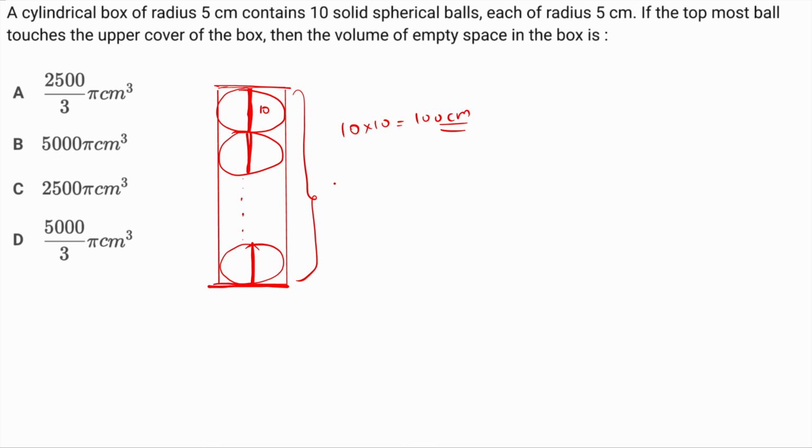Now we can find out the total volume of this cylindrical box. The volume of any cylinder is pi r square h. The radius of the cylinder is 5, so pi 5 square into h, height is 100. Now, from this volume of the cylinder, I have to remove the volumes of these spherical balls.